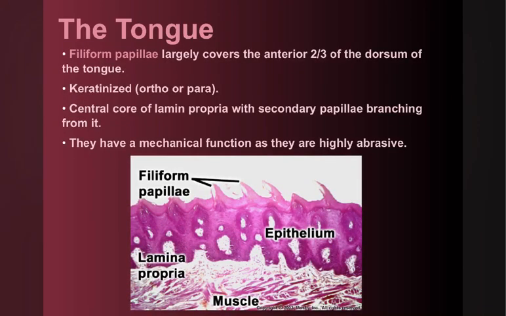Filiform papillae largely cover the anterior two-thirds of the dorsum of the tongue. They are heavily keratinized. It could be orthokeratinized or parakeratinized. They have a central core of lamina propria with secondary papillae branching from it. They have a mechanical function as they are highly abrasive, so they assist in mastication. You see here the filiform papillae are conical in shape. Here we see lamina propria, here we see the muscle.